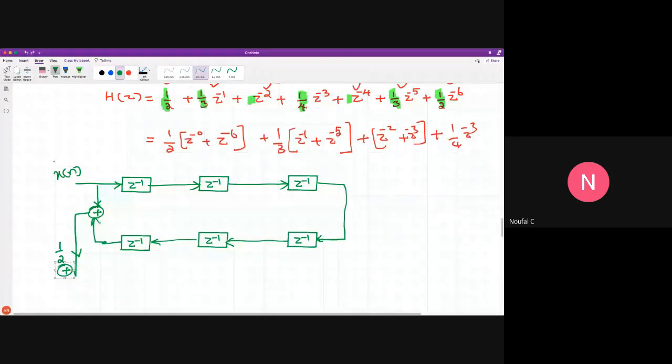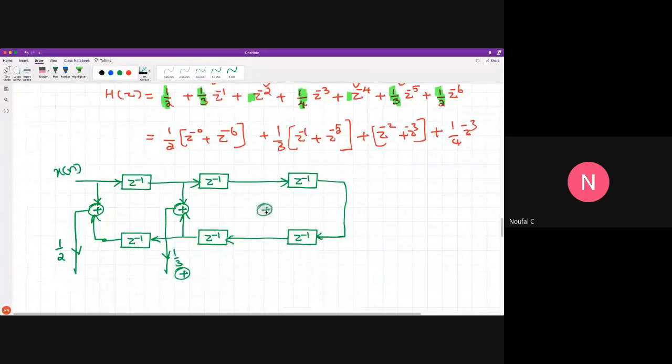Okay. So you have a summer over here, and that needs to be added with these two values, and that has to be multiplied with 1/3. So I'm tapping from this point and I'm multiplying it with 1/3. So that is done. Then you have the next one. So I'm taking another summer and I'm adding these two together.